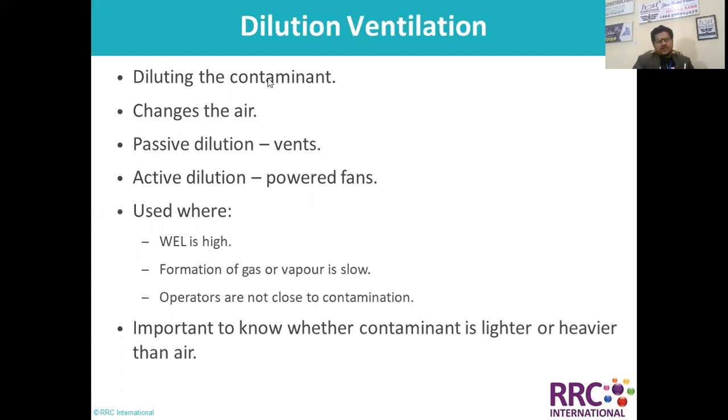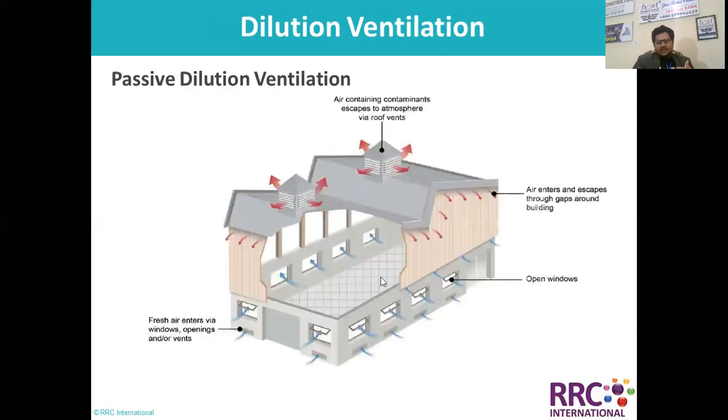We have dilution ventilation. This is diluting the contaminant and changing the air: passive dilution like vents, active dilution with powered fans. Where the vapor pressure is high, formation of gas and vapor is fast; where it is low, it is slow. It is important to know whether the contaminant is lighter or heavier than air. So look at this picture. It's a clear practical example of passive dilution ventilation.